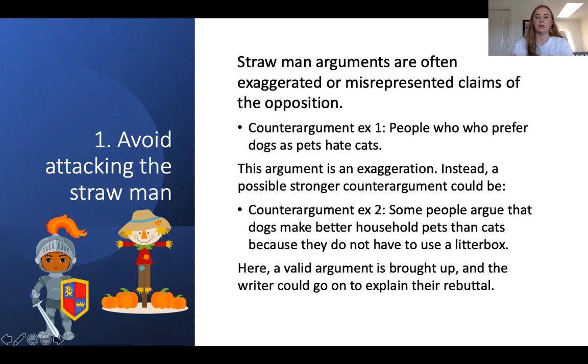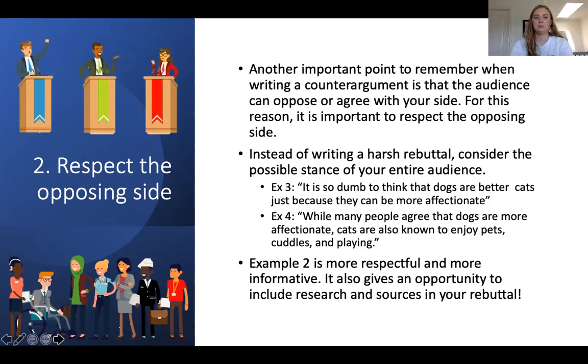Instead, we could use a possible counter argument like some people argue that dogs make better household pets than cats because they do not have to use a litter box. Not only is this true, it also gives room for the writer to explain their rebuttal, to say something that supports their main claim. Even though cats have to use litter boxes, it's more convenient for the owner, or something along those lines. So thinking about a counter argument that uses key points from your opposition is more valuable and more effective to your reader.